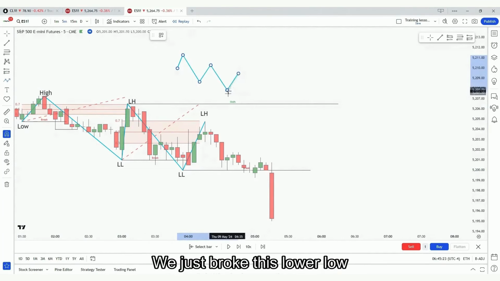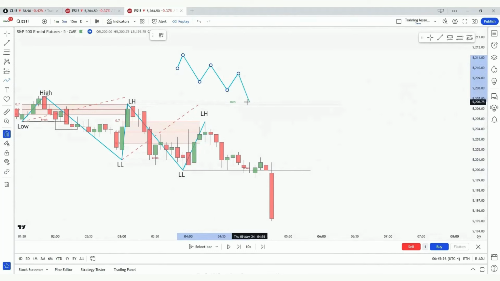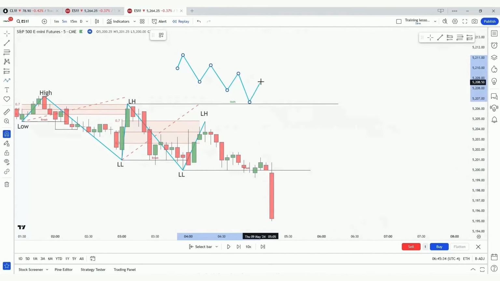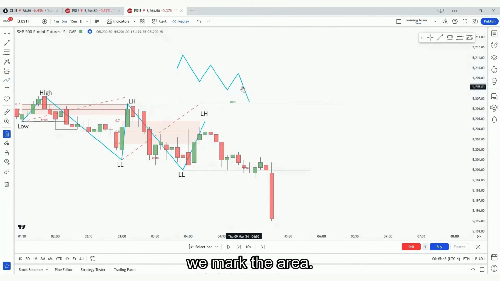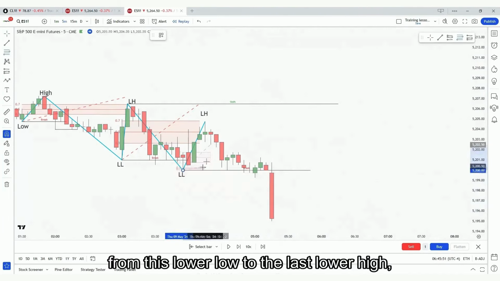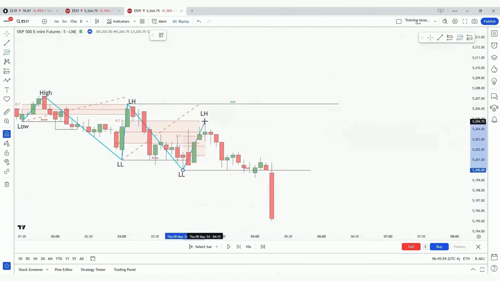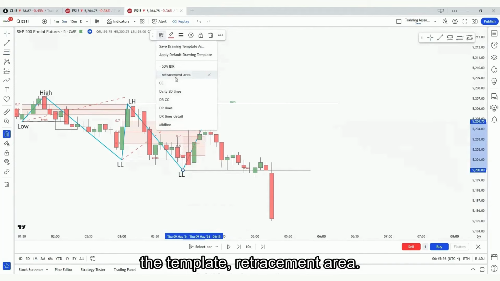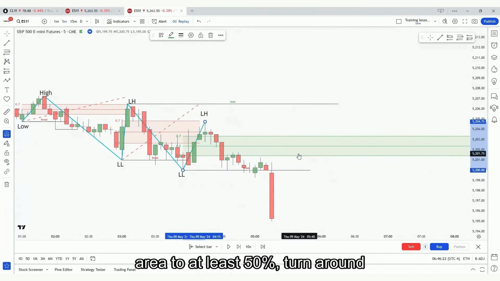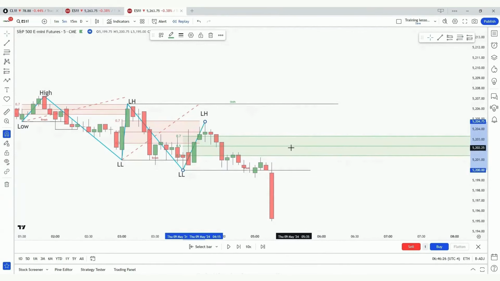We just broke this lower low. And we expect price to retrace into the magnetic area. So that's this area over here. We mark the area. So this was the lower low that got broken by this body close, from this lower low to the last lower high. The template retracement area. And we want to see price retracing back into this magnetic area to at least 50%, turn around and continue the downtrend.